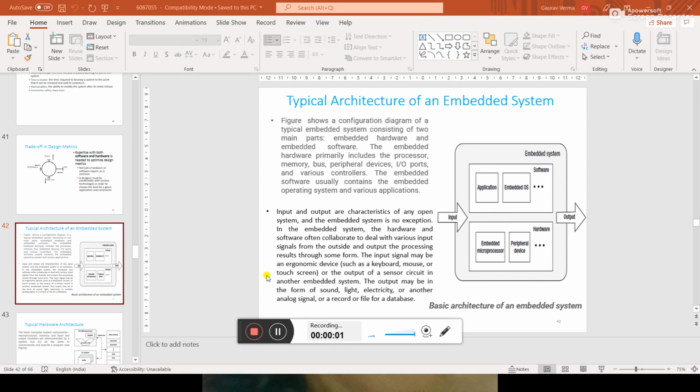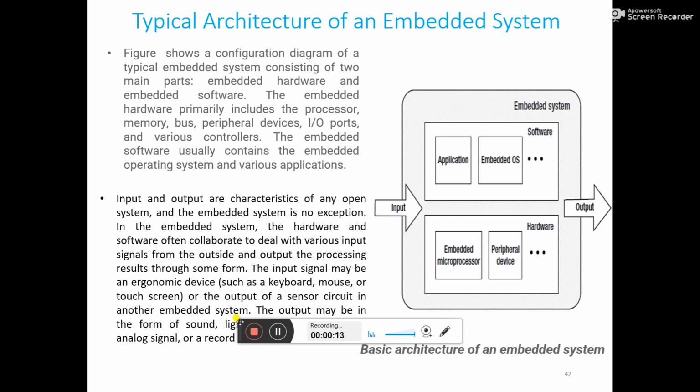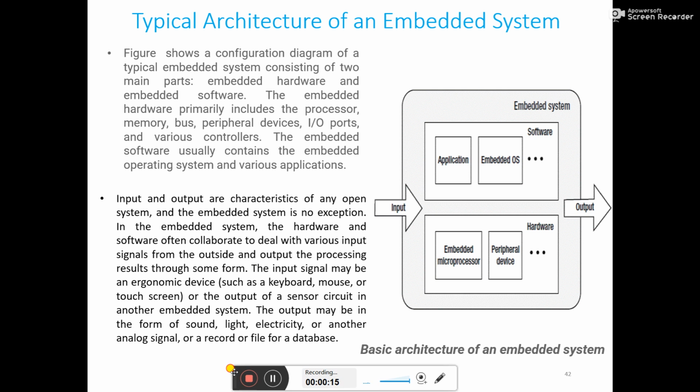Hello students. We are going to discuss the typical architecture of an embedded system, and with this topic we will also cover another thing, which is the quality attributes of embedded systems. This is a very basic architecture of an embedded system. Here you can see there is an input. The total block is known as the embedded system.